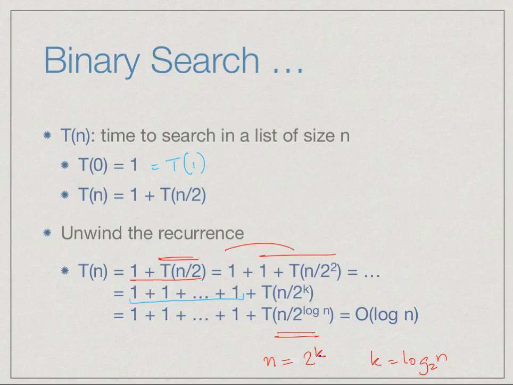And that is the value of k that we want. So after log n steps, this term will turn out to be 1. So we will end up with roughly log n times 1 added up, and so we'll get log n steps.